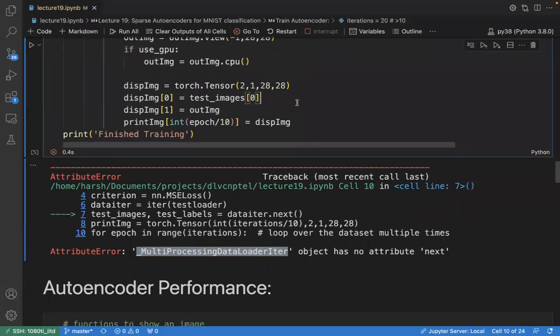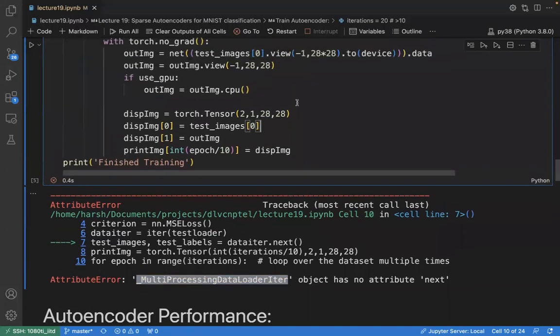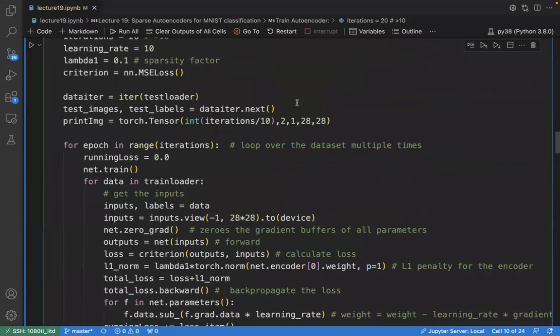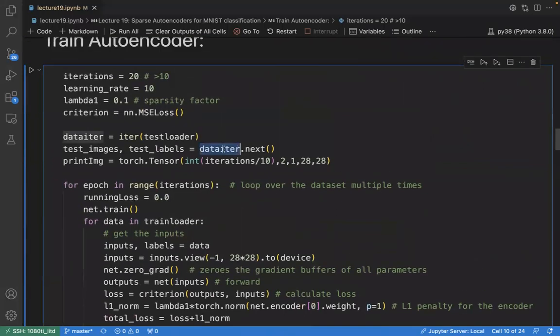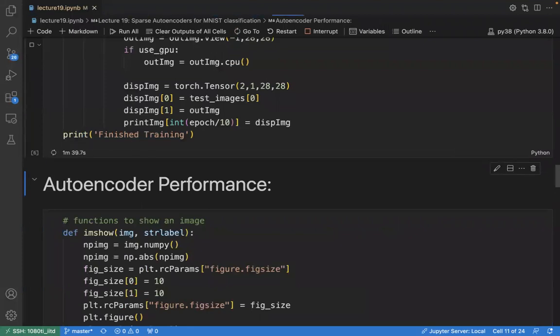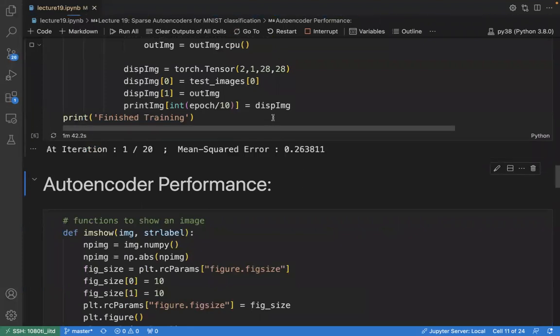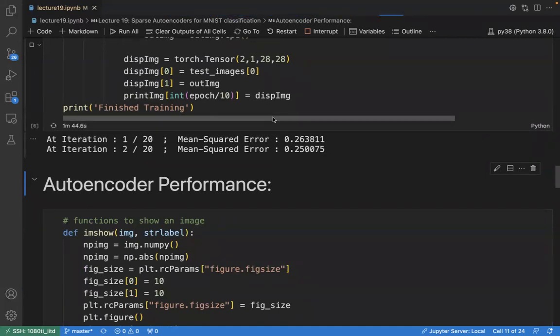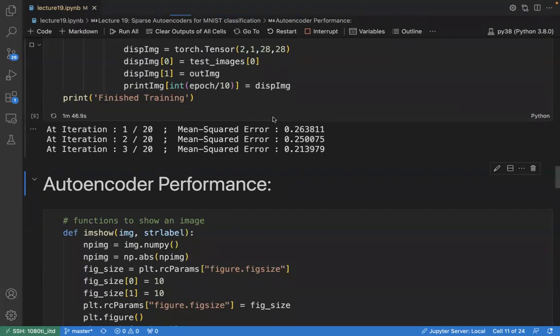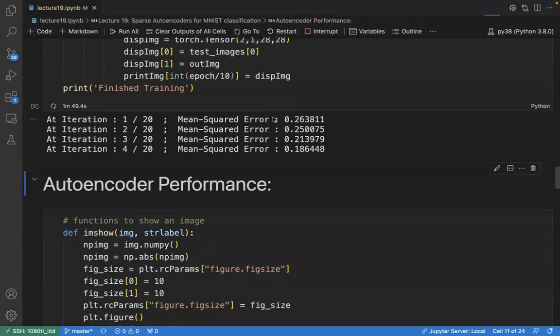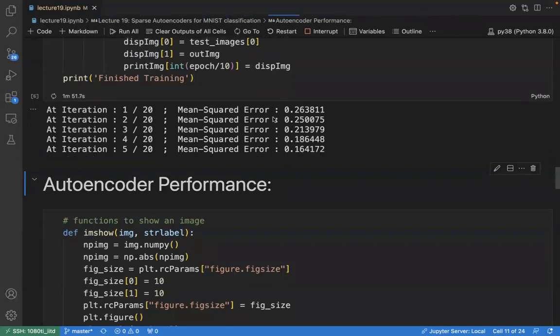Multiprocessing data loader has no attribute next. Data iter next. The mean square error should be reducing with time. Let's see how it is responding.